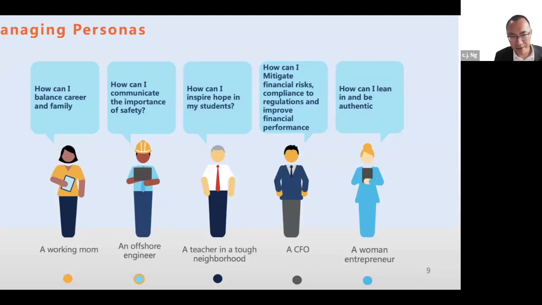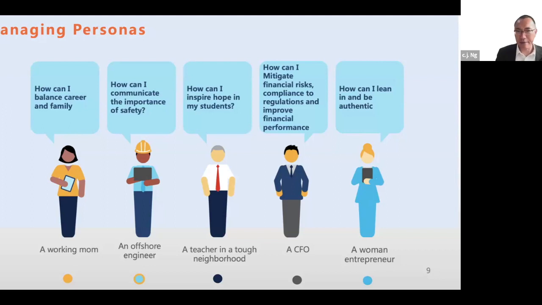It could be a working mom. It could be an offshore engineer who's concerned about how to communicate the importance of safety. You know, you're an offshore engineer, you could be doing some deep sea drilling of oil and gas, and you don't want any mishaps happening in those places. And again, it may not be the safety concerns itself. It could be communicating the importance of safety, right?